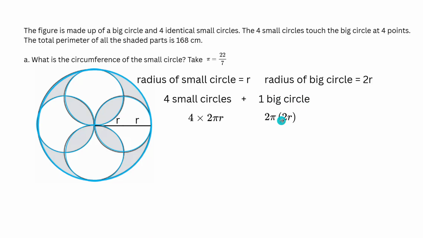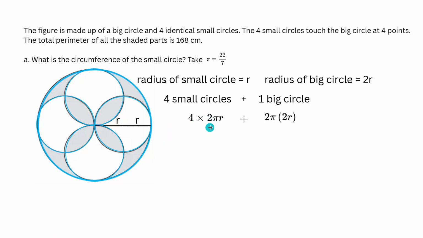2 pi times. Now the radius of the big circle according to this figure is 2r, because the smaller circle radius is r, but for the big circle this is here up to here, so that is r plus r, which is 2r. And we only have one big circle, so I don't have to multiply this with anything here. So I need to add both of them to get the total perimeter of the shaded region. And now I'll have to equate this to 168.